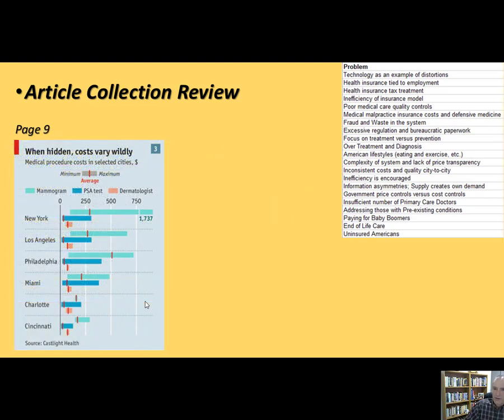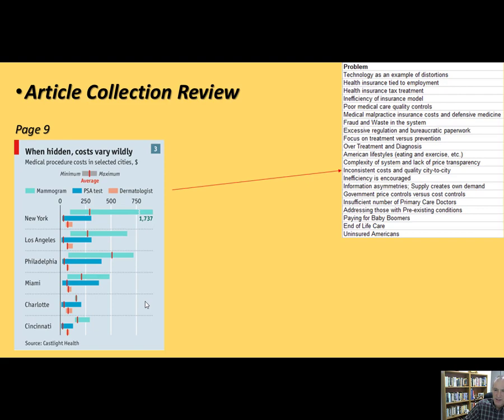And here's the chart they were referencing. So you can just show the inconsistency between cities. In New York, mammograms range from a few dollars to almost $1,700. PSA tests, a very, very simple test, can cost a few $100s. I don't know why it would cost a few $100s or who would pay for that. But it varies, and notice how different every city is.